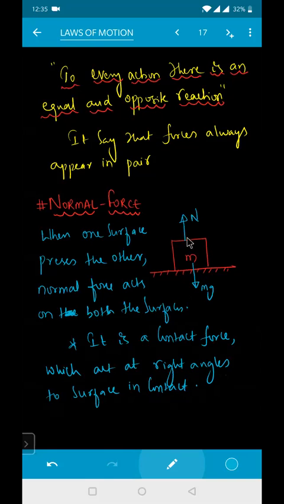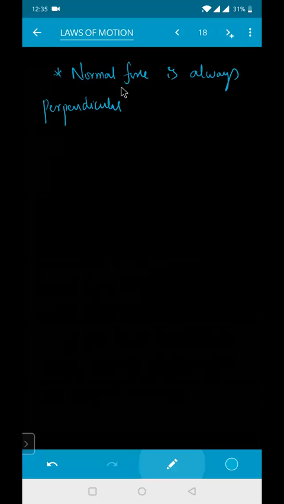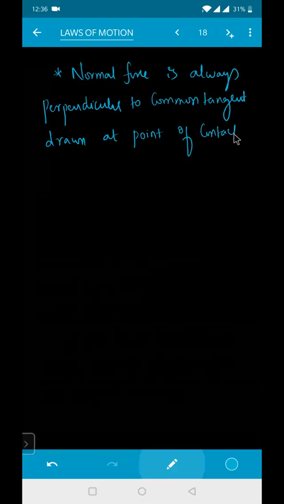Normal force is always perpendicular. I can write one more point here. Whatever you are taking, normal force is always perpendicular to the common tangent, the common tangent which is drawn at the point of contact.